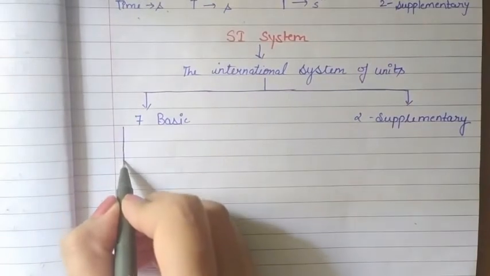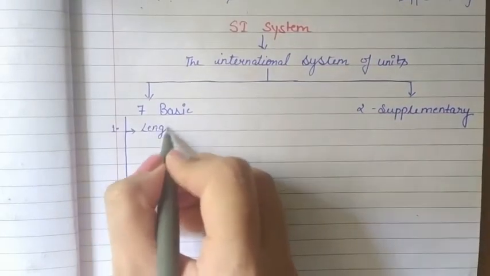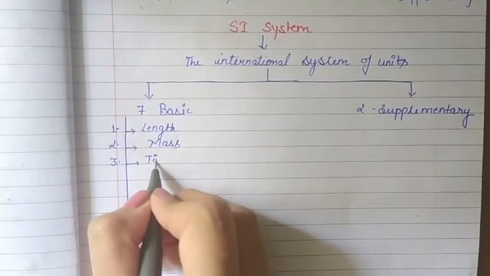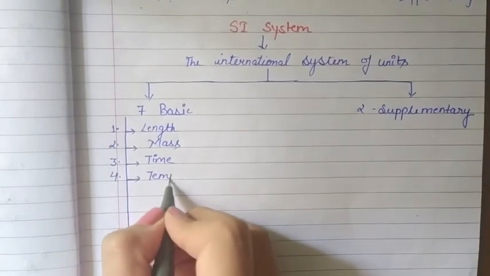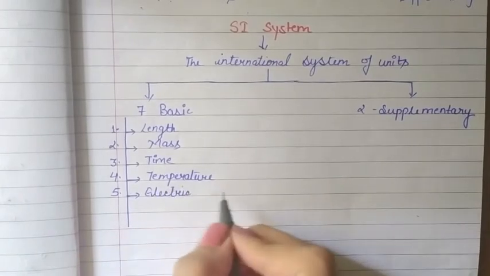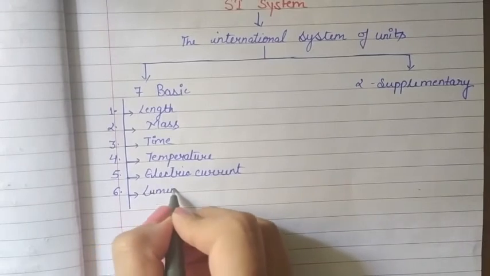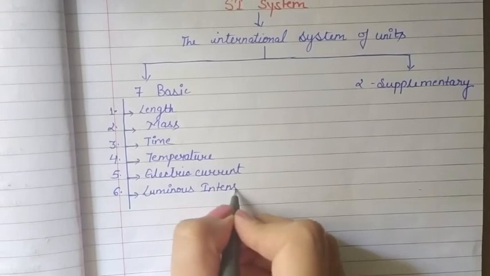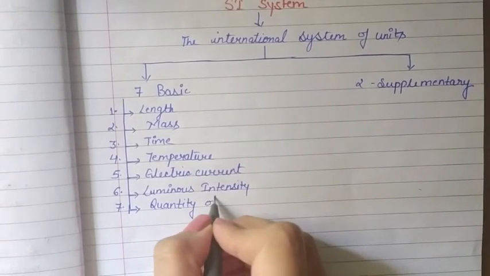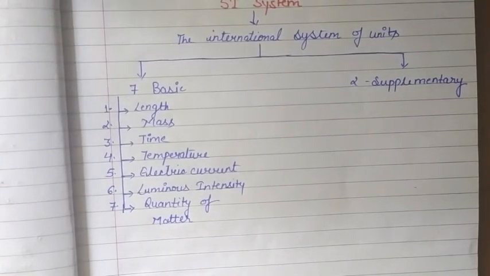These 7 basic quantities can be written as follows. First one is length, second is mass, third is time, fourth is temperature, fifth is electric current, sixth is luminous intensity, and the last one, the seventh one, is quantity of matter, or we also call it amount of substance, right?